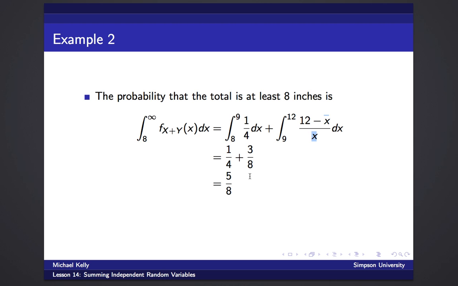And then you're going to get 3/8. And 3/8 and 1/4 gives us 5/8. So that computes the total probability that we're going to have at least 8 inches of rain in that scenario.